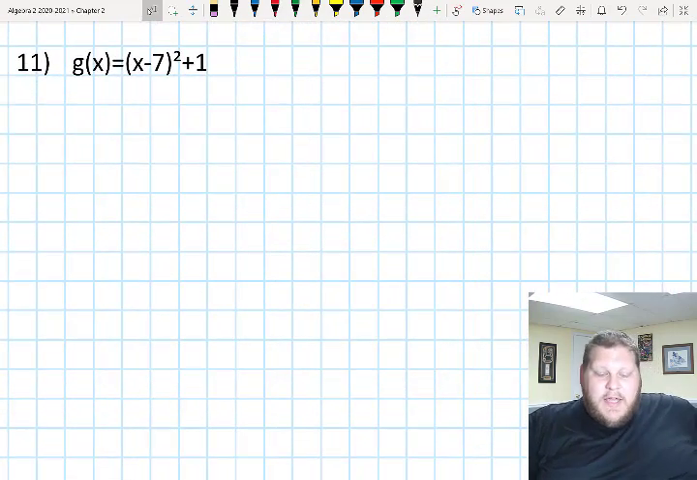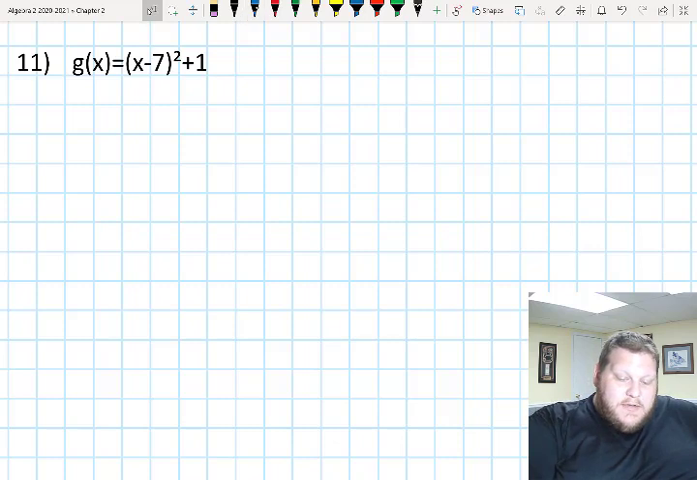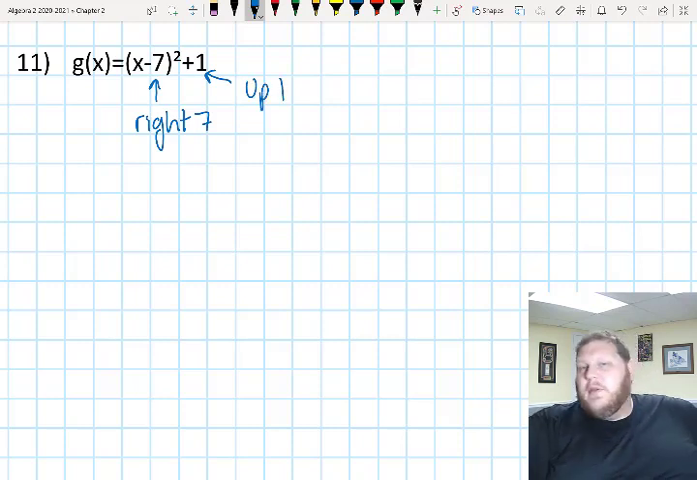For number 11, we have g of x equals (x minus 7) squared plus 1. So this tells me, since I'm subtracting on the inside, that's shifting it to the right by 7. And adding on the outside tells me I'm shifting up 1. So you can clean that up a little bit if you want to and say that it's a horizontal translation right 7 and a vertical translation up 1. But as long as you say that it was shifted right 7 and up 1, I'm good with that.